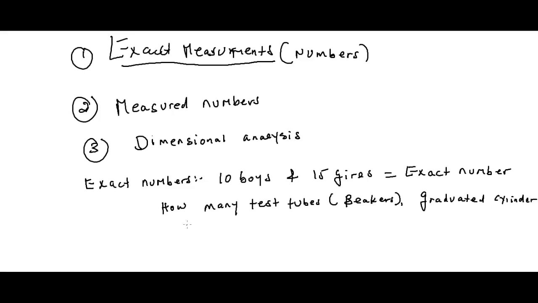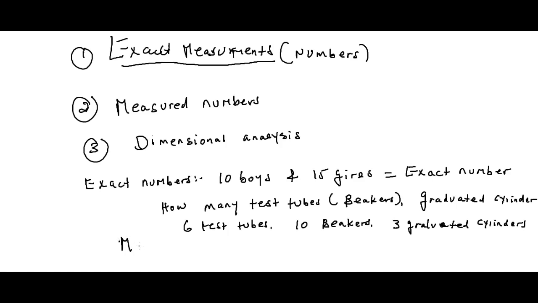So you may say there are about 6 test tubes or 10 beakers of different sizes. You may have maybe 3 graduated cylinders. So this basically is considered to be an exact number. I think exact numbers are pretty simple and easy to explain. Measured numbers. What are measured numbers?